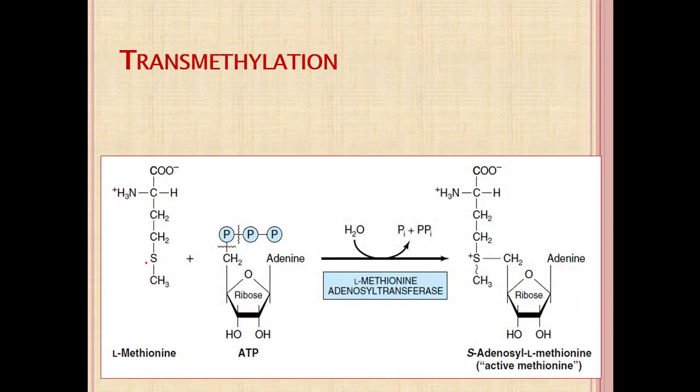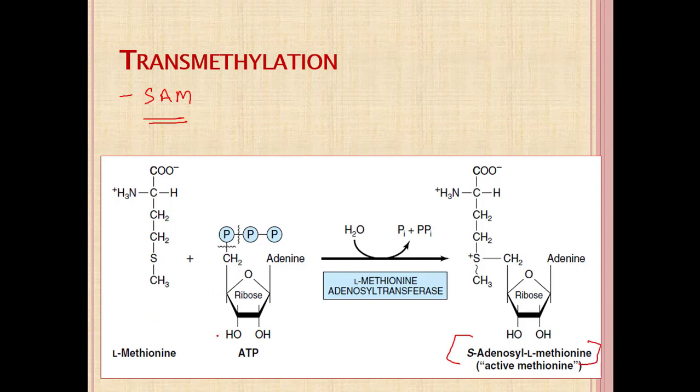Another important reaction related to amino acid metabolism is transmethylation. Transmethylation means transfer of a methyl group to synthesize some important product. The major donor of the methyl group in transmethylation is SAM, S-adenosyl methionine. That intermediate is formed in methionine metabolism. It is synthesized in the methionine metabolism.